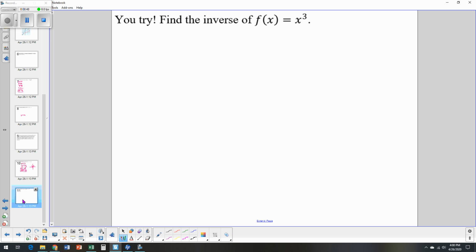So for the last one, I want you to try to find the inverse of f of x equals x cubed. Pause when you're trying and unpause when you're done. So our answer would be y equals the cube root of x. All right, and that's it for this lesson.